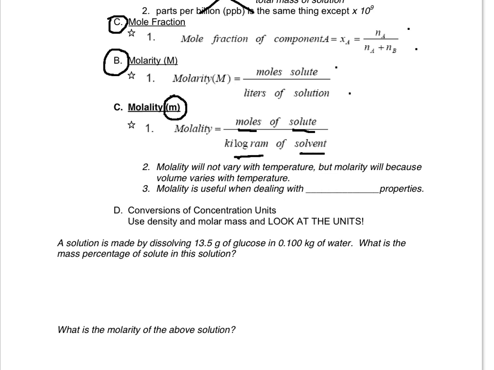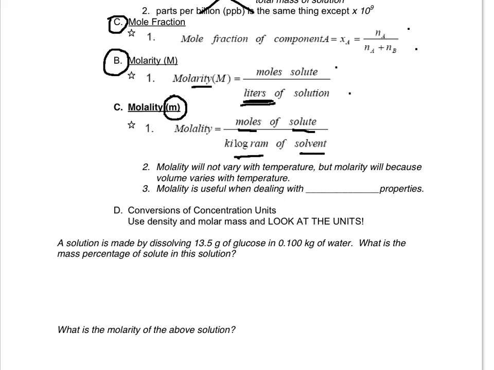The reason why we use molality in colligative properties is because in colligative properties we deal a lot with changes in temperature. Molarity will change when temperature changes. It's because when you change the temperature, the volume changes as well. You heat it up, it takes up a little bit more space. You cool it down, the volume decreases a little bit.